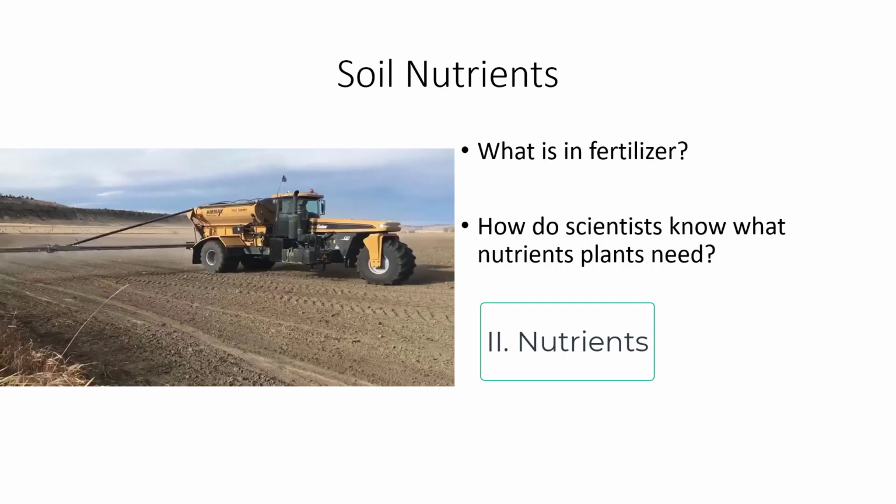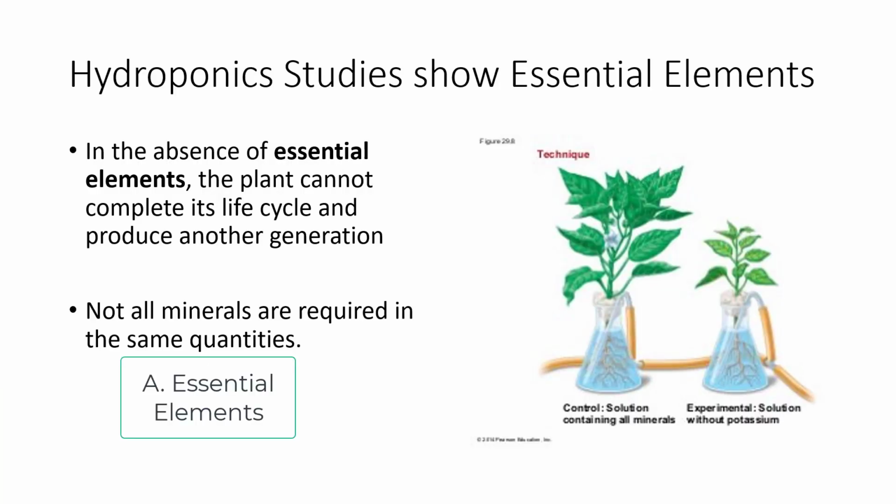So what kind of nutrients are needed for plants? Well, we have fertilizer here, and this is just ammonium nitrate fertilizer being sprayed down. A good source of nitrogen, but not everything that is needed. How do scientists even know what plants need? Well, they know by hydroponics studies. You put two plants in two different solutions, and you can see what elements are needed by excluding these elements from one of the solutions.